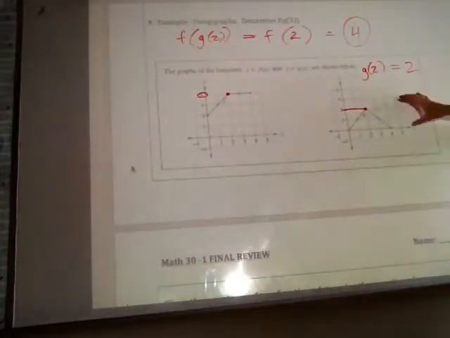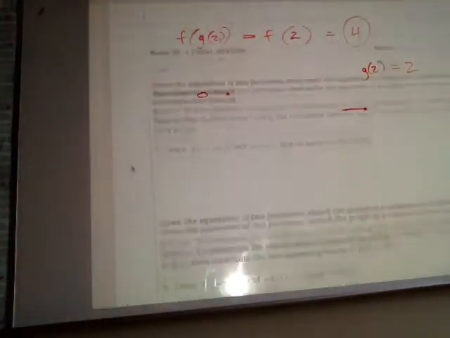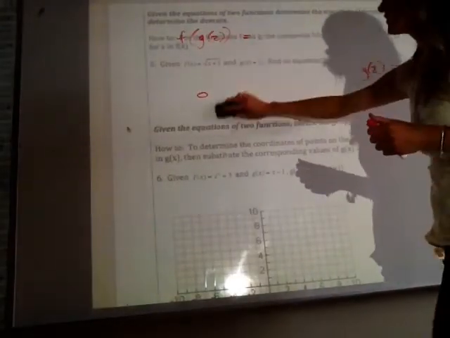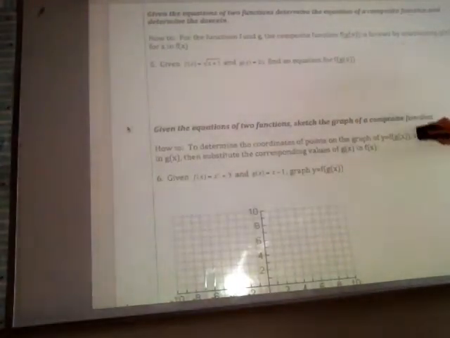So when the graphs are given, fairly straightforward. When they're not given, just use your table of values on your calculator. So the last few examples were about evaluating compositions. Now we need to find the graphs or the equations of compositions.